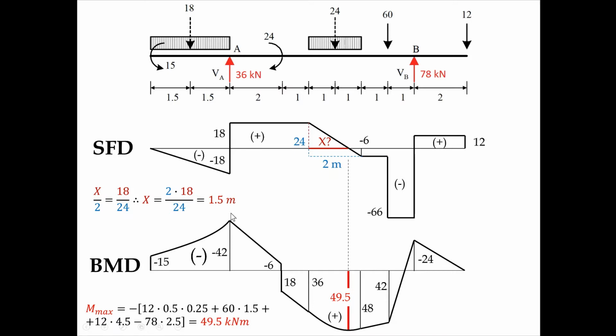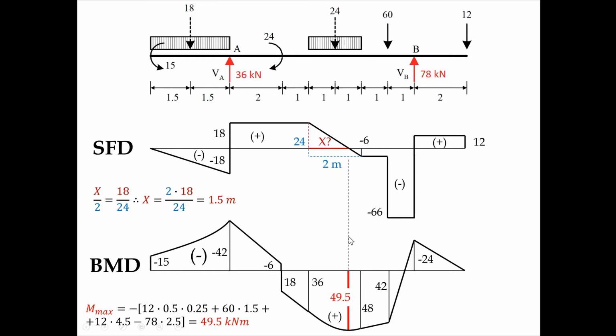This 0 in here is aligned with this local maximum in here, minus 42 for the bending moment. This 0 in here is related with this local maximum in here, and this 0 in here is related with this local maximum for the bending moment in here. Of all the maximum moments in the bending moment diagram, there is a global maximum, which is this one in here, which we are going to establish.